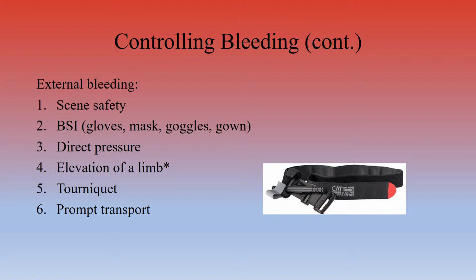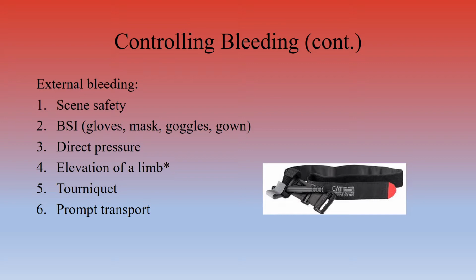For external bleeding, as always, scene safety and BSI, especially when there is a lot of blood. You want gloves, a mask, goggles, a gown, you want the works. Put direct pressure immediately over the injury. And I still tell people elevation of a limb is something you can do while you're providing direct pressure. It's not going to hurt the patient. Scientific studies say it doesn't really do much, but it doesn't hurt either.